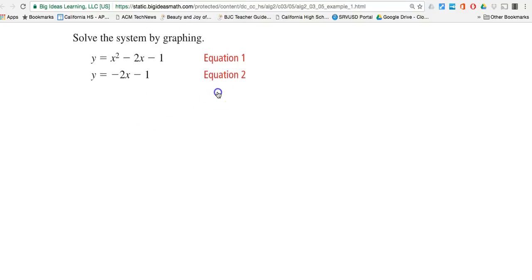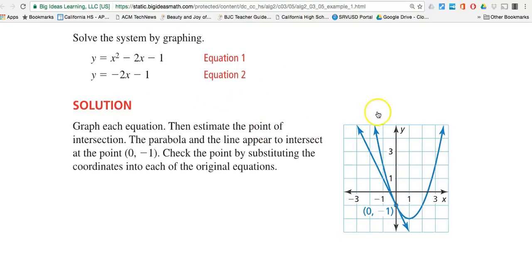If we come back here, you'll see this graph shows a little version of what we just saw in Desmos. Our point of intersection appears to be (0, -1), and we can check this point by substituting these coordinates into each of the original equations. For our first one, if we plug 0 for x and -1 for y, we end up with -1 equals 0 squared minus 2 times 0 minus 1. So we end up with -1 equals -1, which is a true statement.